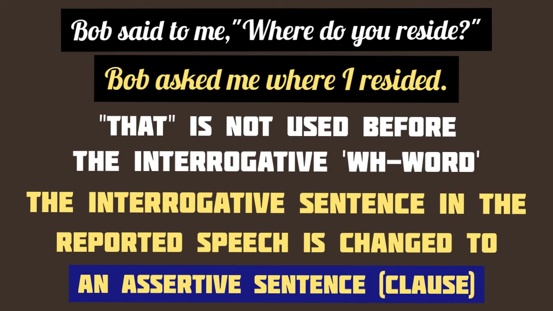We know that in an interrogative sentence, the auxiliary verb or the helping verb comes before the subject. In the given example, the auxiliary verb do has come before the subject you, and the principal verb reside has come after the subject. But in indirect narration, this interrogative structure is changed to an assertive structure, which means the auxiliary verb no longer comes before the subject. It either disappears or comes after the subject according to the tense.